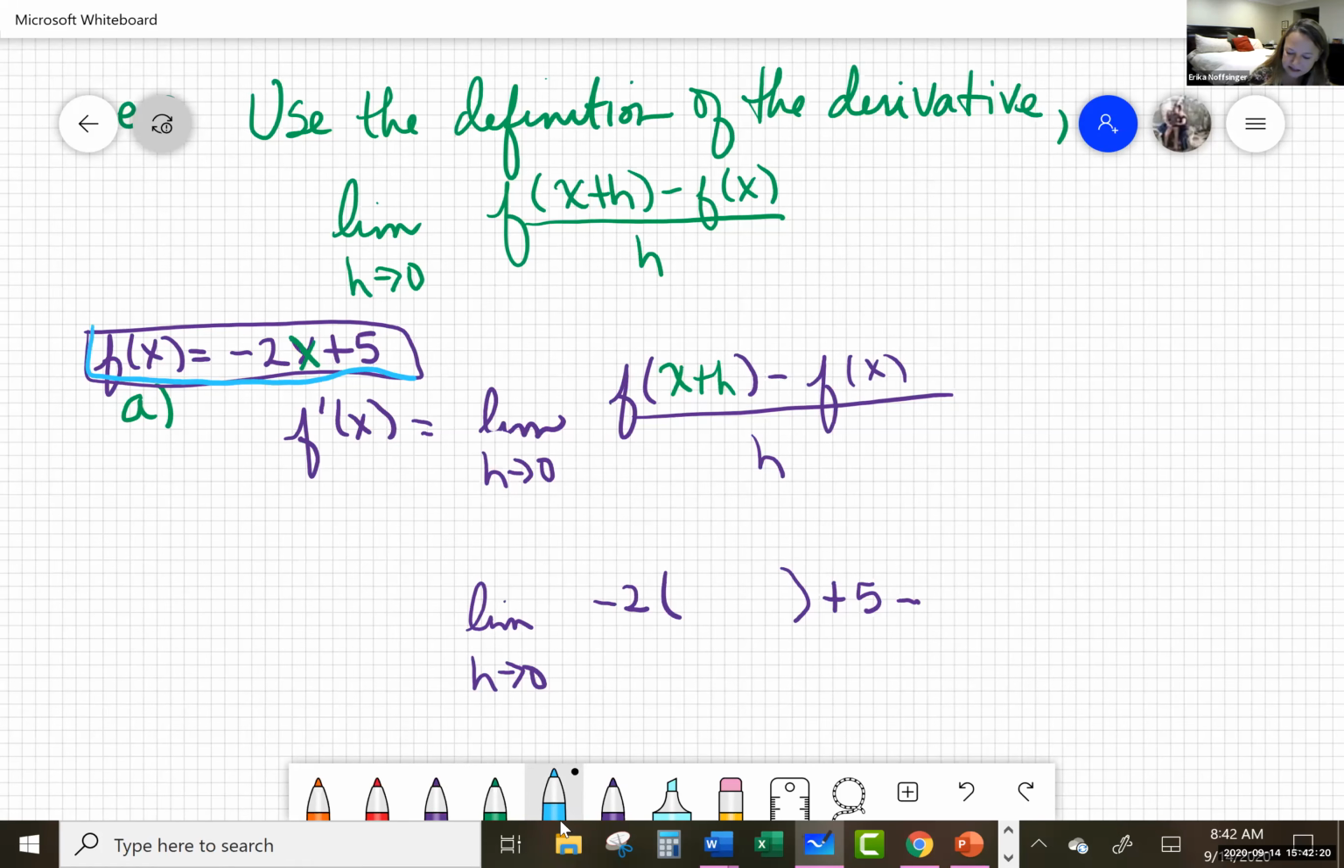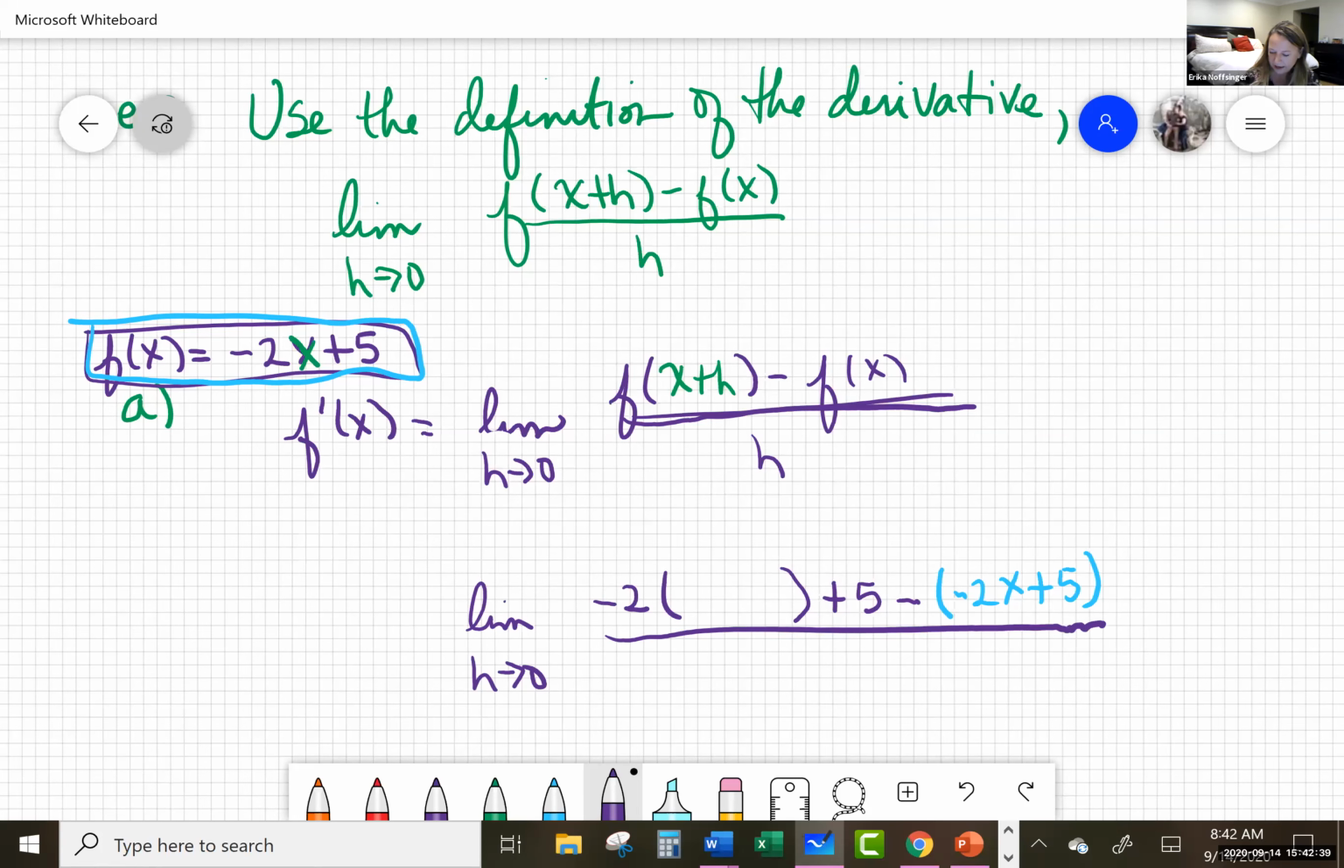Well, f of x is this function right here. So if I subtract off that whole function, be careful because there's more than one term. We need parentheses around that. If I subtract off that whole function, minus (negative 2x plus 5). And then it tells us to put this whole thing over h. So just go back in, and that parentheses, I needed that x plus h.